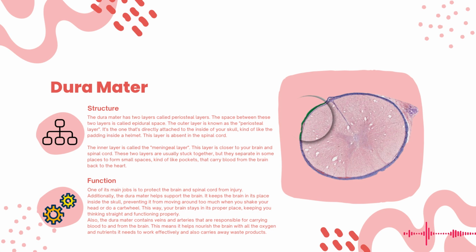The dura mater also houses veins and arteries that transport blood to and from the brain, facilitating the delivery of essential oxygen and nutrients and the removal of waste products.